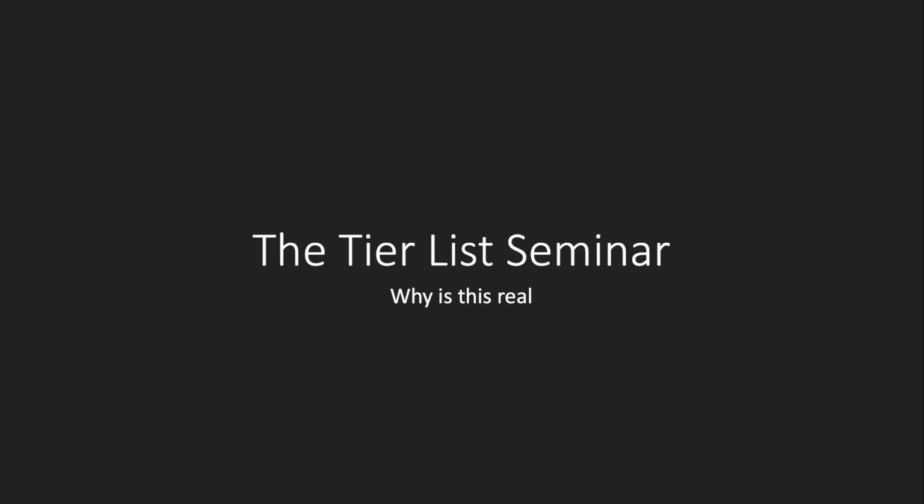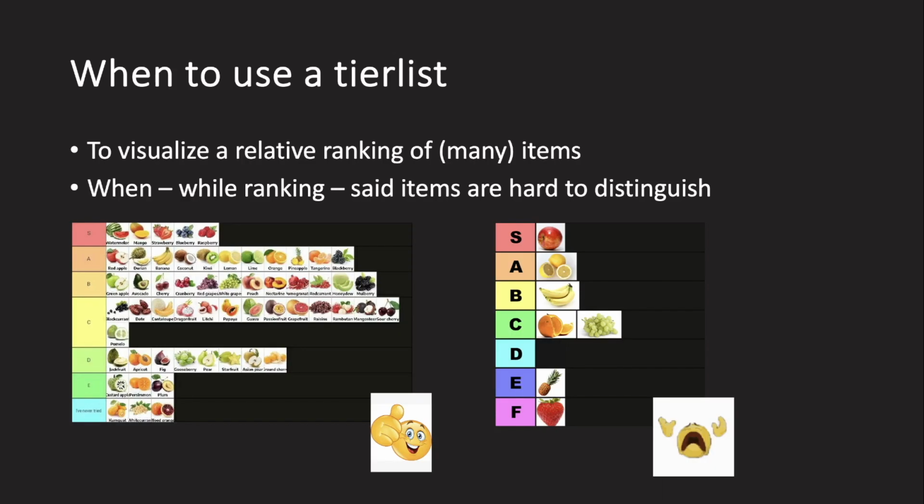Now, we're gonna talk about tier lists. And the first thing I think we should start off with is, when do you actually use a tier list? I think we all know what they are. I think we should be focusing on when to use which type of tier list and when to use a tier list at all. Now, you use a tier list to visualize a ranking, a relative ranking, I should say, of many items. And while ranking, said items are hard to distinguish from each other.